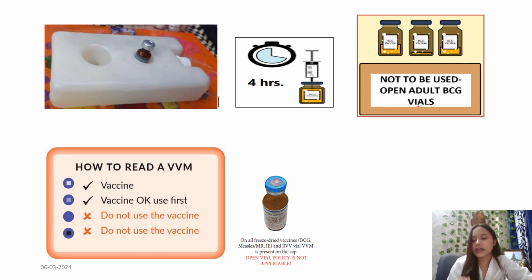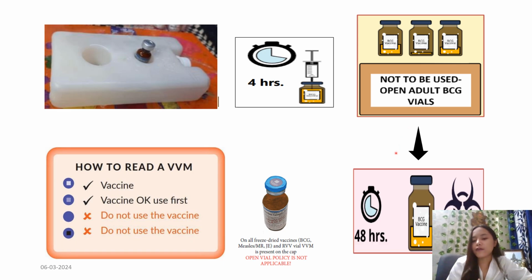All the partially used vaccines or empty vials must be sent back to the cold chain point at the end of the session, and should be stored in the Iceland refrigerators in a separate section, and marked as 'not to be used open adult BCG vials'. These vials will be discarded after 48 hours, take care, not before. And in case of any reported AEFI, these vials won't be discarded and will be kept for further investigation.